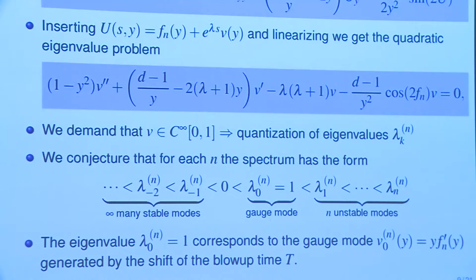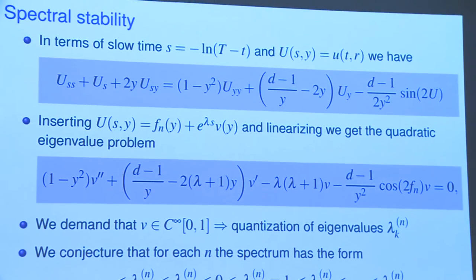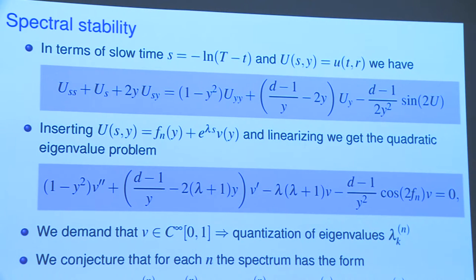Okay. Now, once we have self-similar solutions, the next step is to analyze the spectral stability, the spectrum of small perturbations, because this is essential in understanding the role they play in dynamics. So it's standard to introduce the so-called slow time. The blow-up happens when s, the slow time, is infinite, and we change variables. These s and y are similarity variables, and in these similarity variables, the wave map equation takes this form. Self-similar solutions are just solutions which do not depend on time, so they are stationary solutions for which the right-hand side is zero.